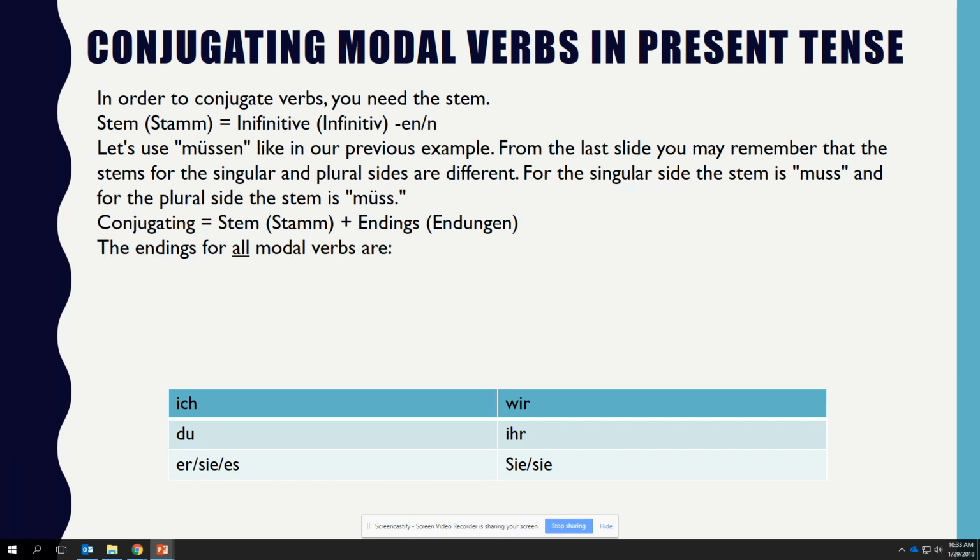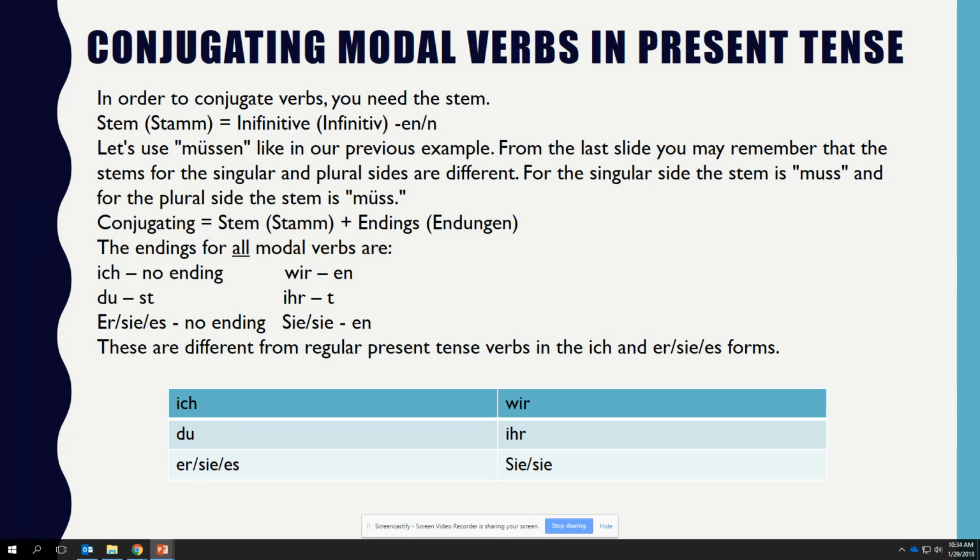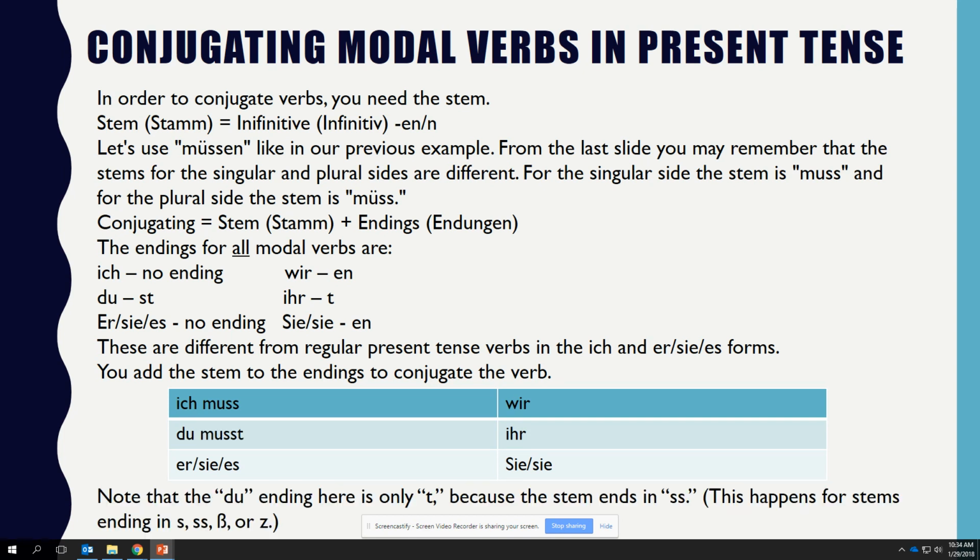The endings for all modal verben are no ending, st, no ending, en, t, en. These are different from regular present tense verbs in the ich and er/sie/es forms. You add the stem to the endings to conjugate the verb. We have ich muss, du musst. Note that the du ending here is only t, because the stem ends in ss. Remember, this happens when stems end in s, double s, ß, or z. Er/sie/es muss, wir müssen, ihr müsst, sie and Sie müssen.